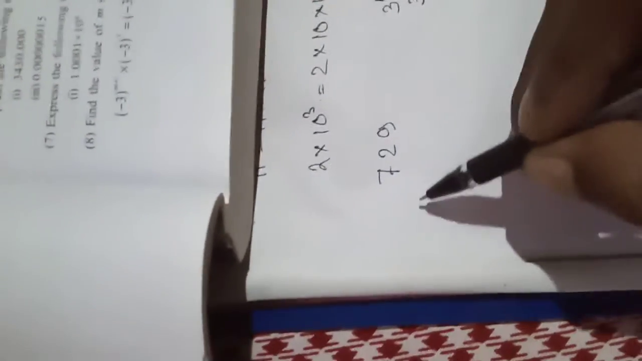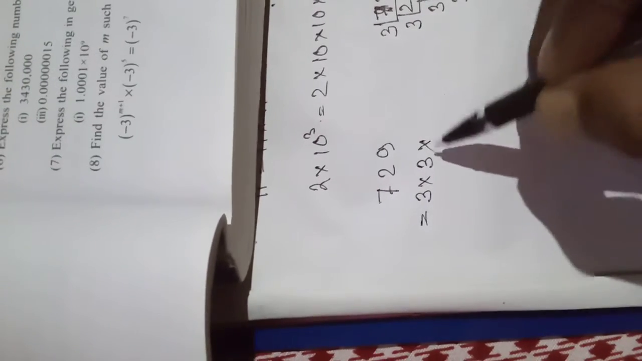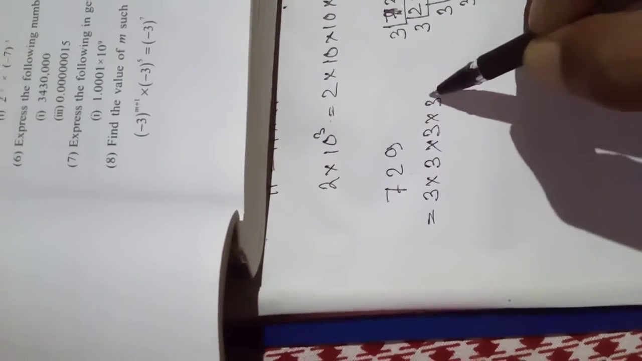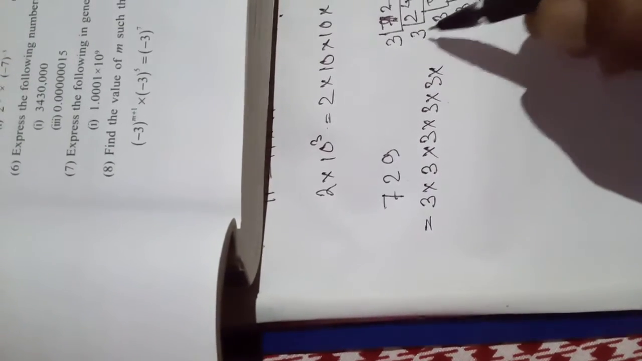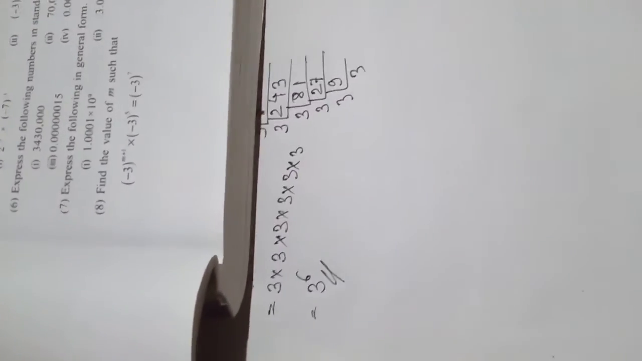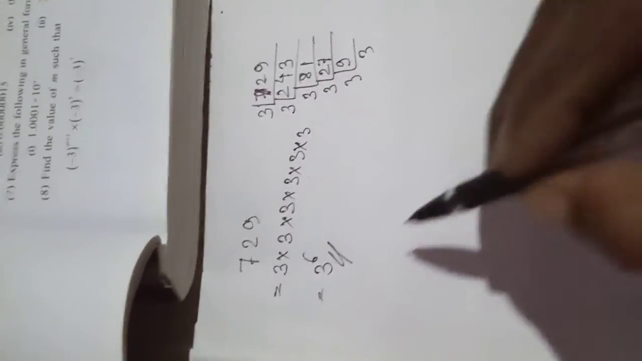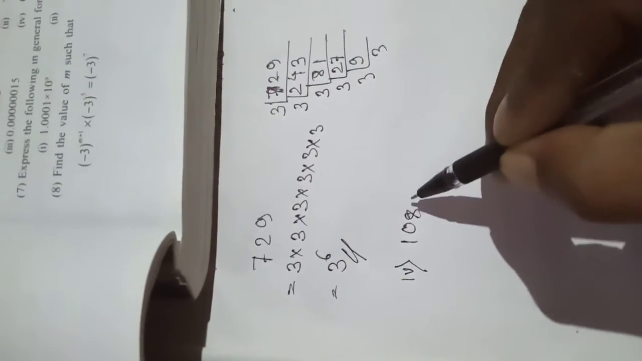Now see, 729 can be written as 3 into 3 into 3 into 3 into 3 into 3, 1 2 3 4 5 6, which is equal to 3 to the power 6. Like this way you have to do this. Then the next one is for your homework. Then the last one, question number 4, 108 into 192.